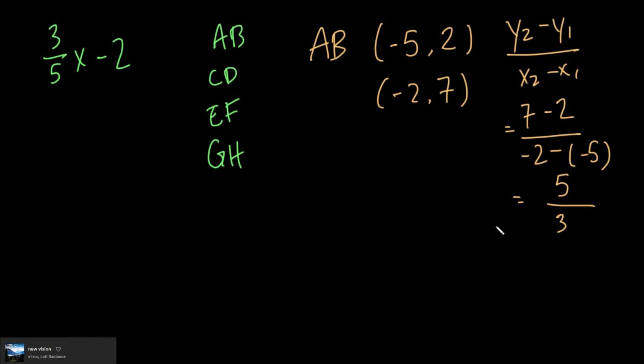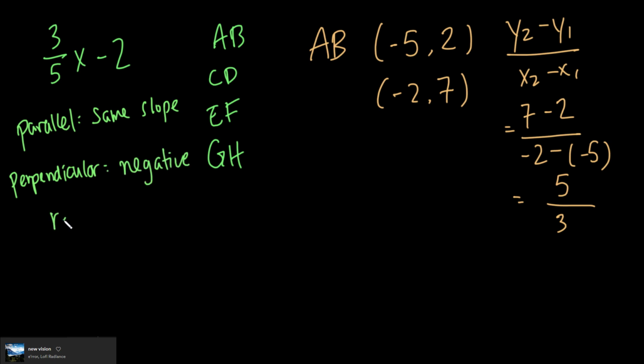So remember, this is the concept of parallel and perpendicular. So for parallel, I need to have the same slope, and for perpendicular, I need to have the negative reciprocal slope. So if you recall, negative reciprocal is just the fraction flipped. So for example, I have 3 over 5 here. This is 5 over 3. It is indeed flipped, but it's not the negative, which means my option A here is wrong.